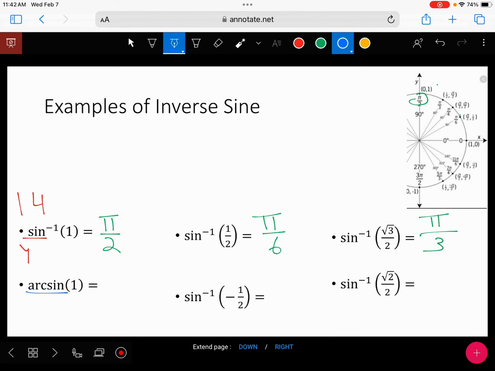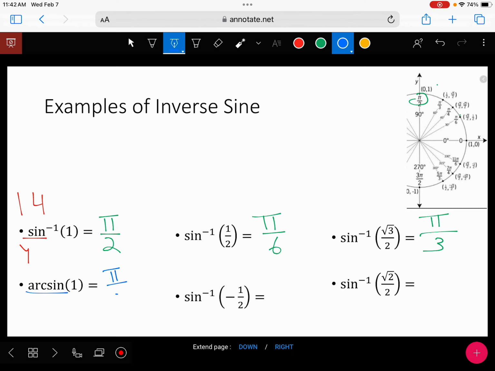A lot of colleges, I know some of my classes at Butler, the professors would only use arc when they were talking about the inverse trig. Mostly in this class, we're going to use the -1 as the exponent, but you have to be able to at least identify both. So arc sine of 1, what's that answer going to be?